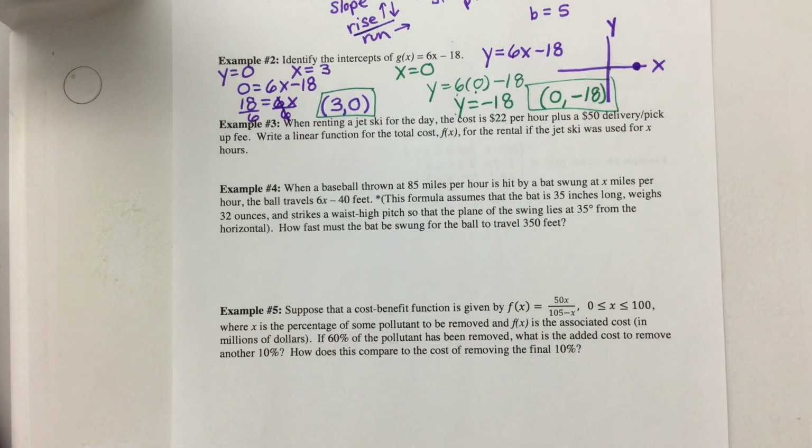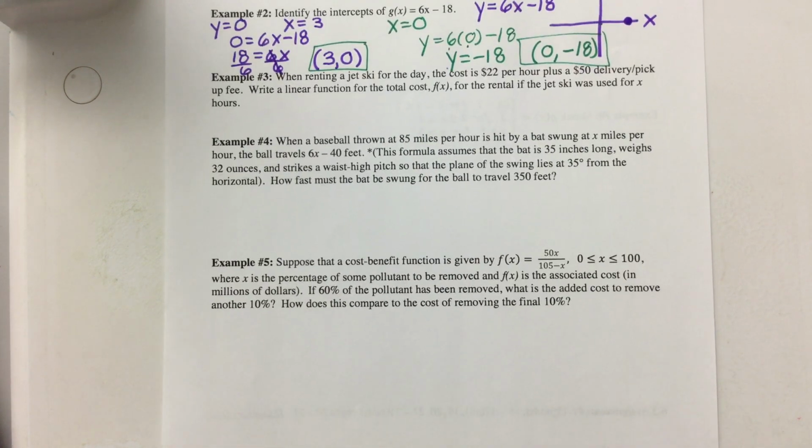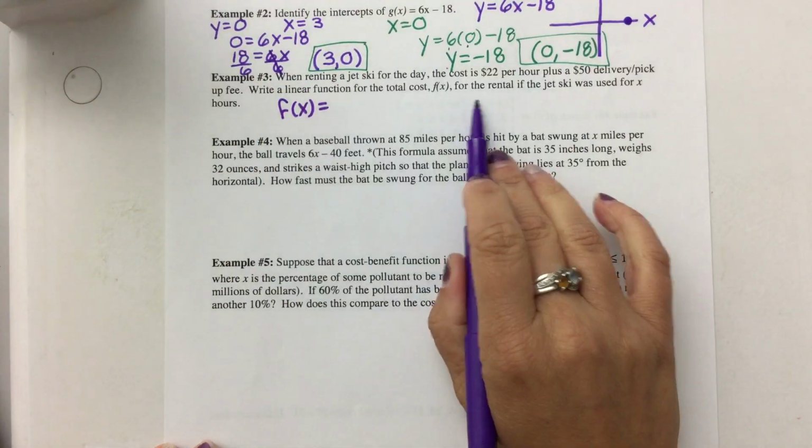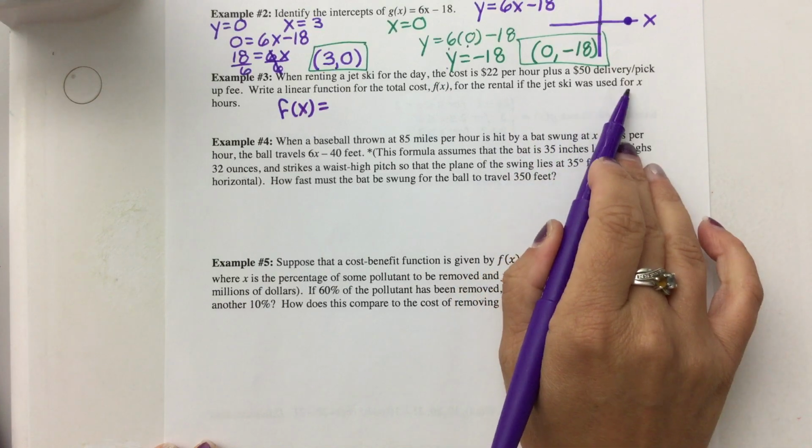Now, example number 3, they're going to start getting into application problems. And what that means is that you can read a real-life scenario and turn it into an equation. So let's do that. When renting a jet ski for the day, the cost is $22 per hour plus a $50 delivery pickup fee. Okay, so it's $22 every hour plus that one-time fee for delivery and pickup, and that's a straightforward $50. Write a linear function for the total cost, so they want it to be f of x, for the rental if the jet ski was used for X hours.